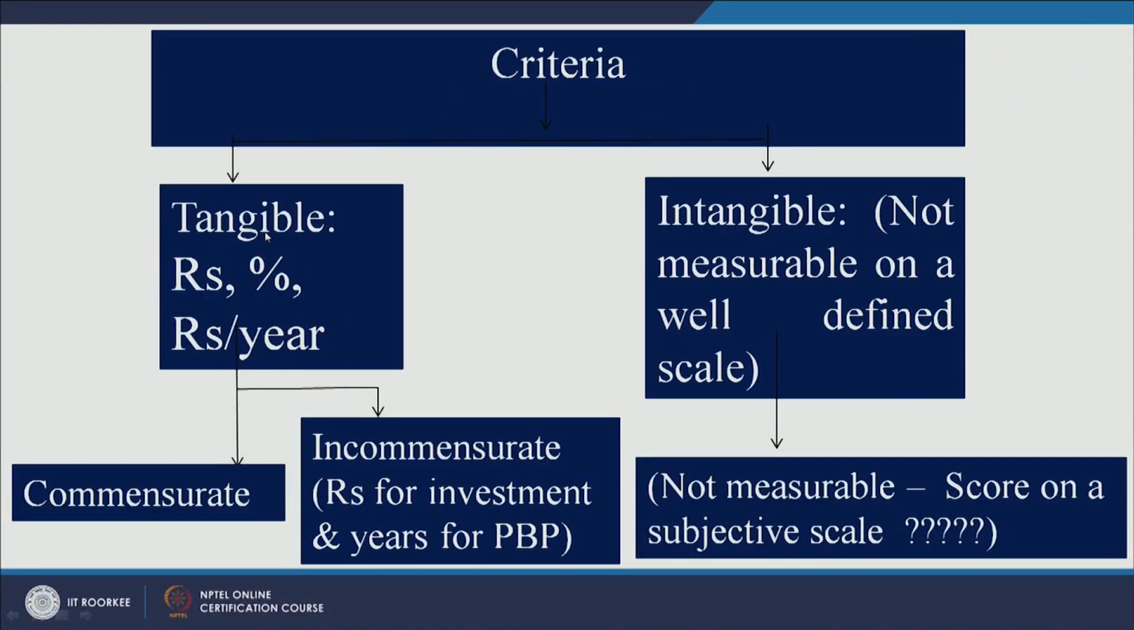In tangible, again many times you can have incommensurate and you can have commensurate sub criteria under the tangible criterion, right. So, incommensurate, let us say, rupees for investment and years for payback period. So, you can have different units, but you may also have the same units. So, we would be calling them commensurate sub criteria, right.